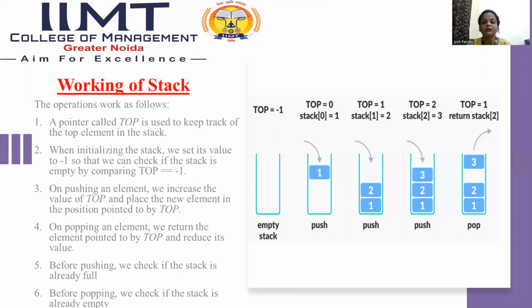As you can see, first our stack is empty and the value of top is equal to -1. Then we insert the first element, the value at stack 0 is equal to 1 and the value of top is equal to 0. Again, we insert 2, again 3. So the value of top is equal to 2. And now when we start the pop operation, the value of top is decremented by 1.